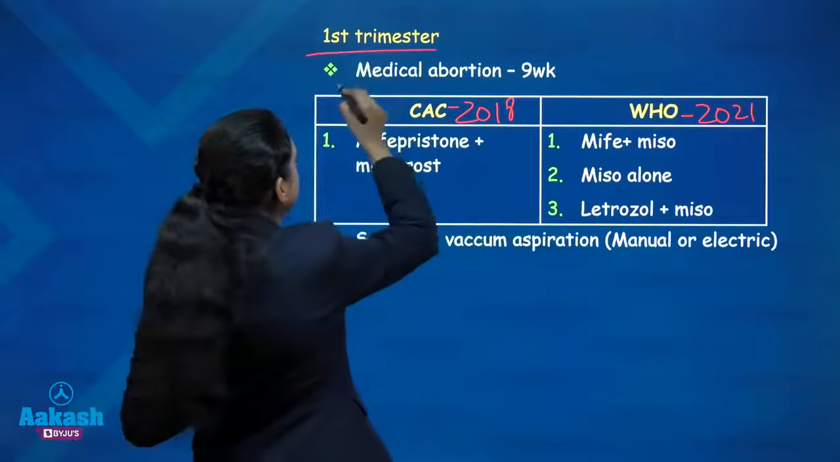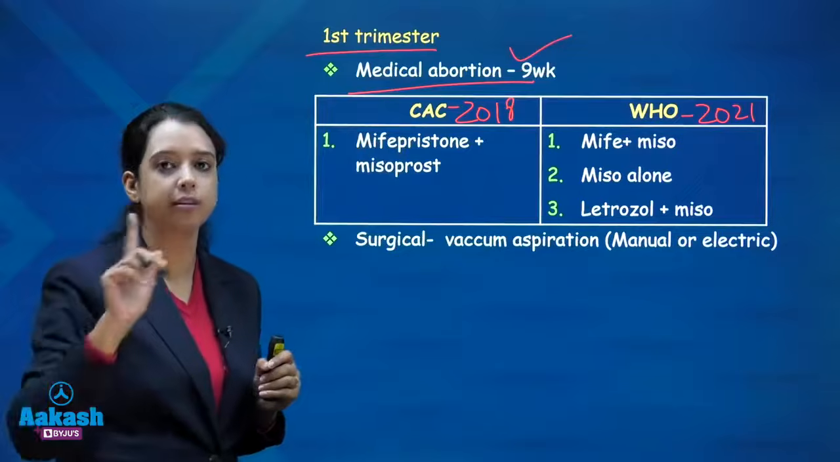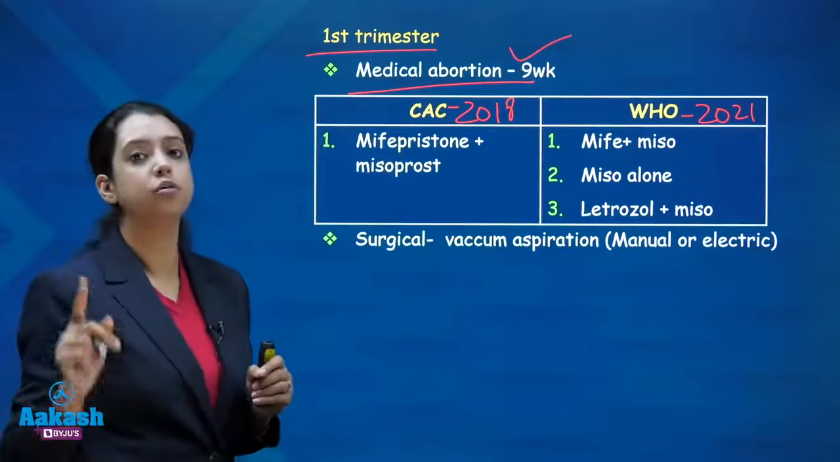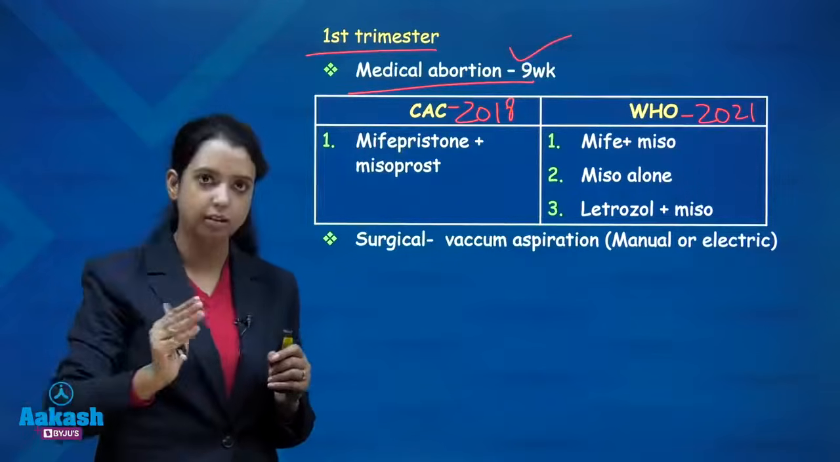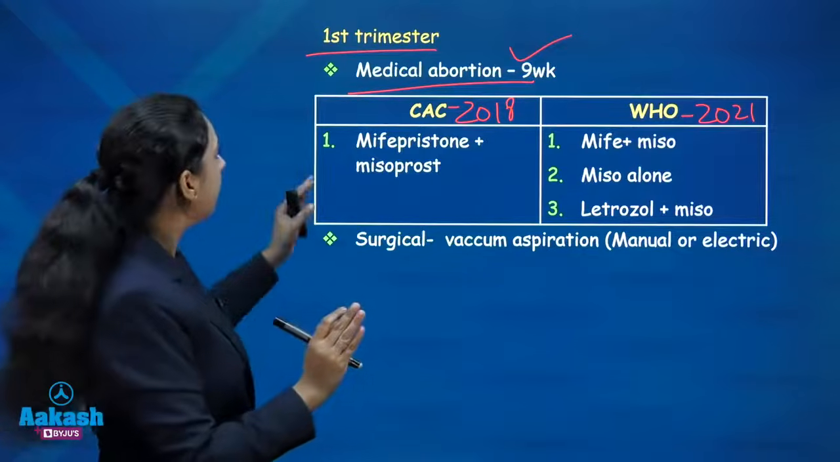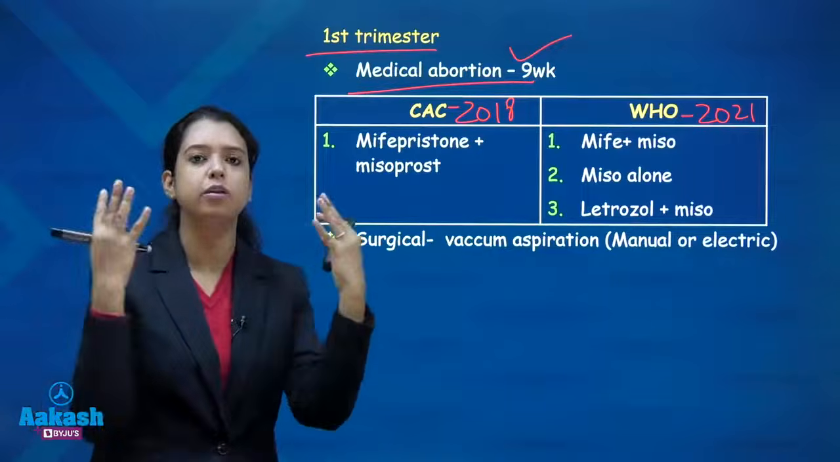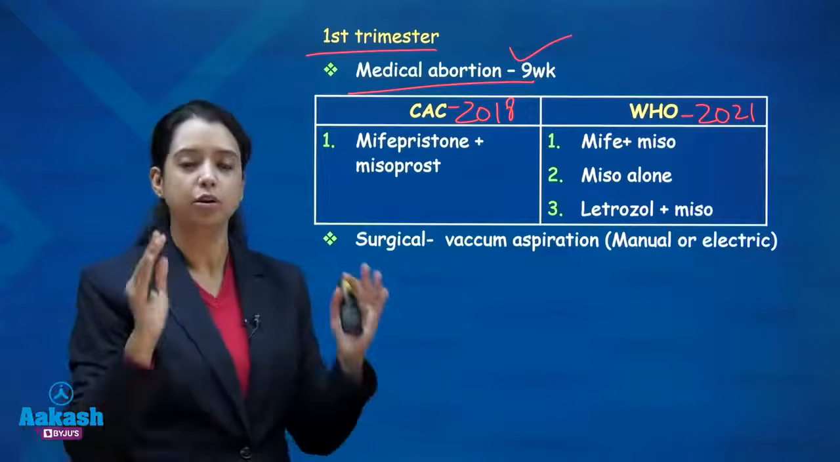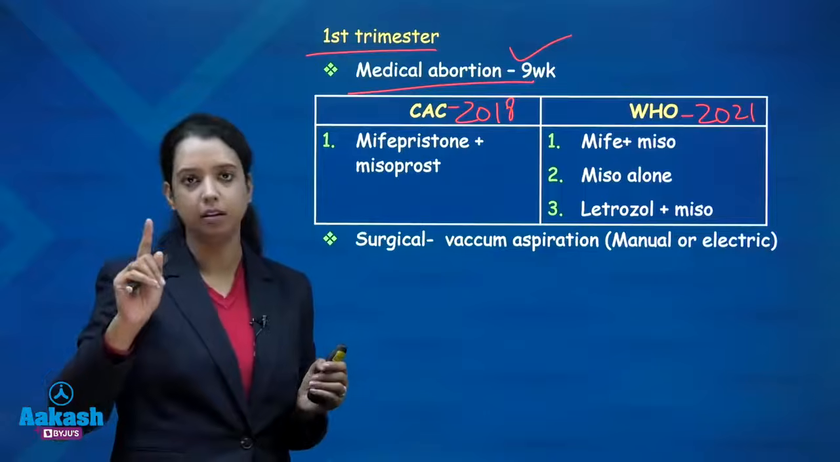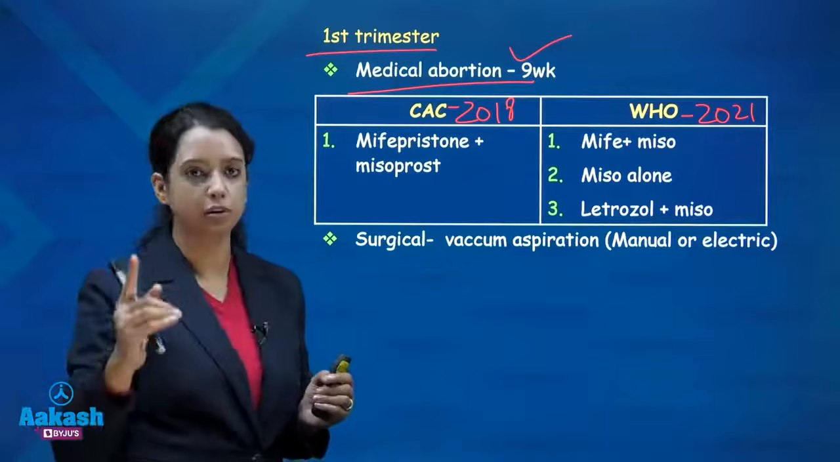First trimester, medical abortion is advised till 9 weeks according to CAC. It's not 7, now they have updated it to 9 weeks. So till 9 weeks, you can do medical abortion according to CAC. Okay? And now CAC, Indian guidelines are generally very simple because you have to explain it to an ANM, to a village health guide. You keep them simple. So only one method of medical termination of pregnancy, and that is mifepristone and misoprostol.